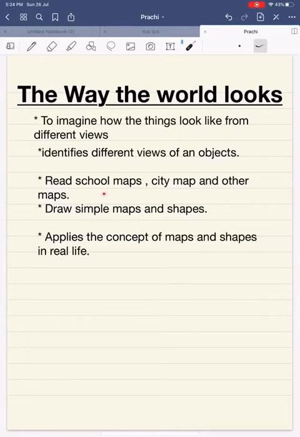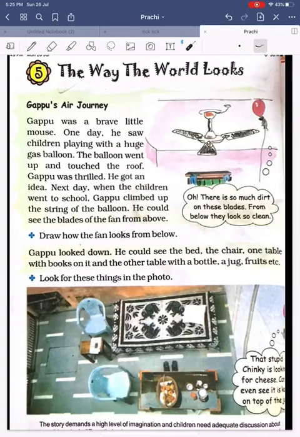Read school maps, city maps and other maps. In this lesson you are able to understand how to read maps. Draw simple maps and shapes. Also you are going to learn how to draw simple maps. Applies the concept of maps and shapes in real life. In real life also you can read and understand a map. So let's start this lesson.